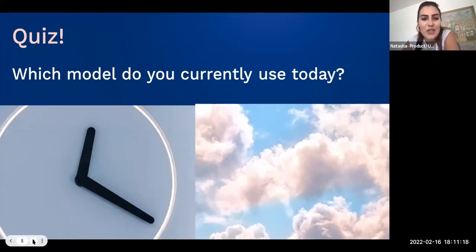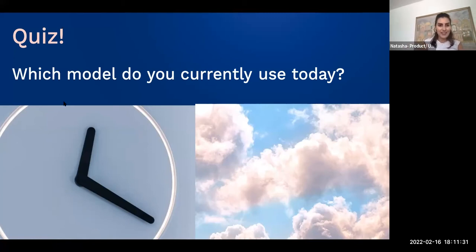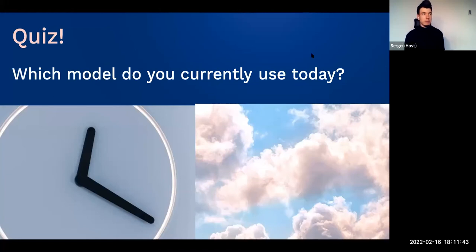So let me ask you first, which model do you currently use today? There is no right or wrong answer here. We want to encourage folks, if you see the polls button in your Zoom interface, you could click it and the poll would show, and it's the first question. So choose one of the four. And if anyone has problems seeing the poll, please write in the chat. We will see what we can do about this, okay?